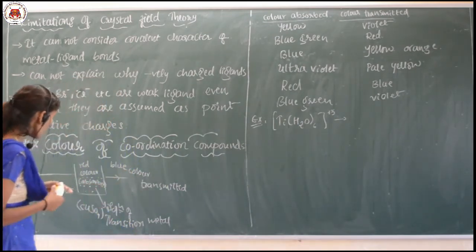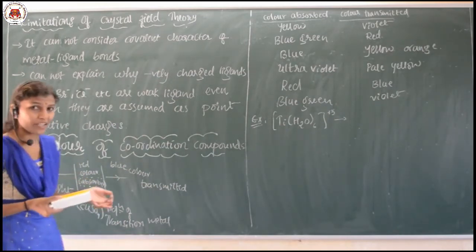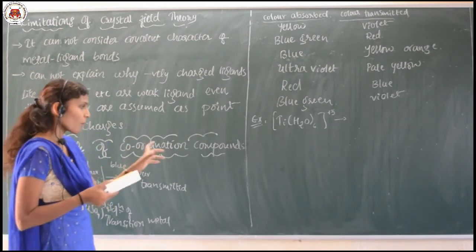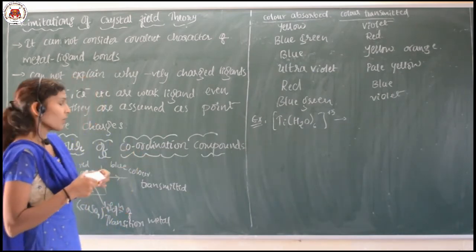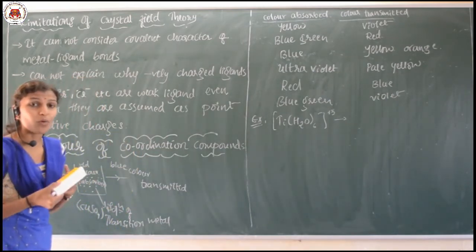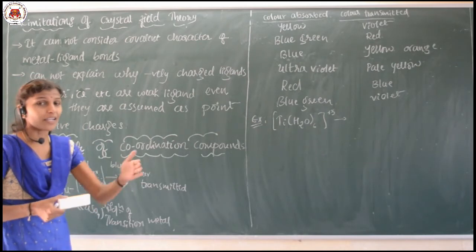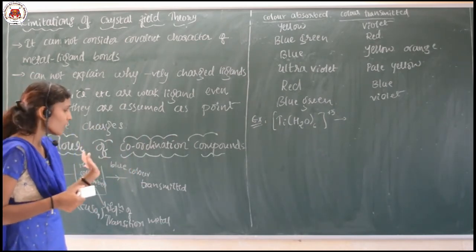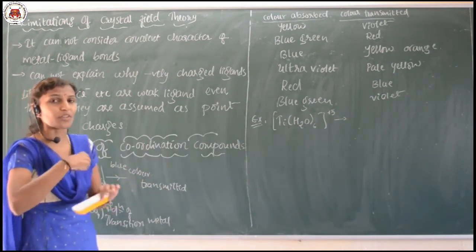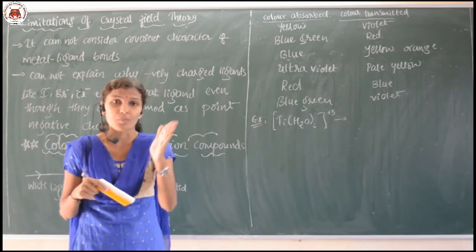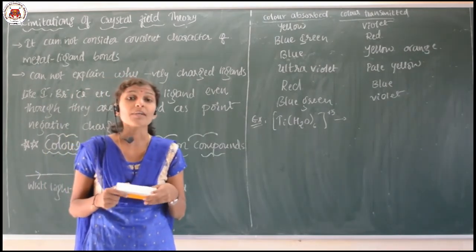Suppose we pass white light to the solution of the coordination complex. During that time, certain electromagnetic radiation from the white light is absorbed by the solution of the coordination complex, and the color which is absorbed, its complementary color is transmitted. Okay, the color which is absorbed and the color which is transmitted are said to be complementary colors.